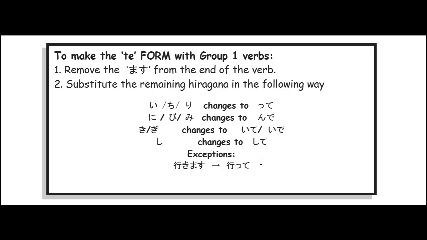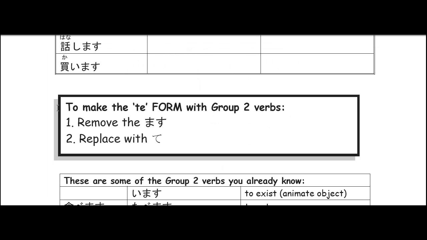And you'll hear the little song in the PowerPoint that you click on, but let's just remind ourselves what it is. It goes like this. Ichi, chi, ri becomes tte. Ni, bi, mi, becomes nde. Ki becomes ite. Shi becomes shite. Kite, mite, ite. Te, te, te.